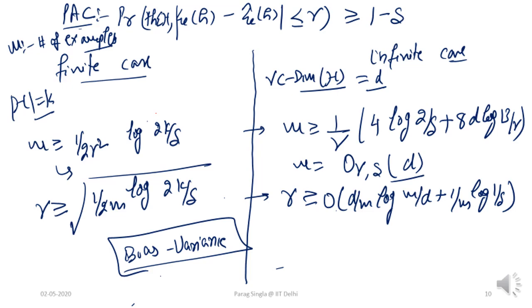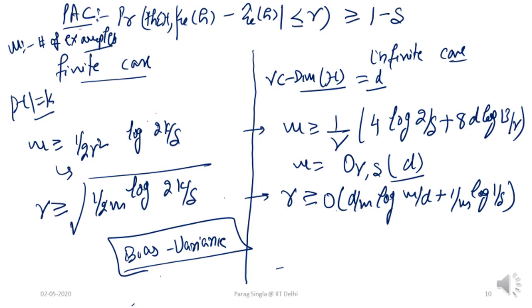But let me just state this result, that gamma in this case is greater than or equal to order, this O is order of d by m log m by d plus 1 by m log 1 by delta. And again, focusing on the dependence on d, it's sort of linear. Maybe there is this log 1 by d factor, but if we ignore that factor, because it grows logarithmically with respect to d, mostly it's sort of linear.